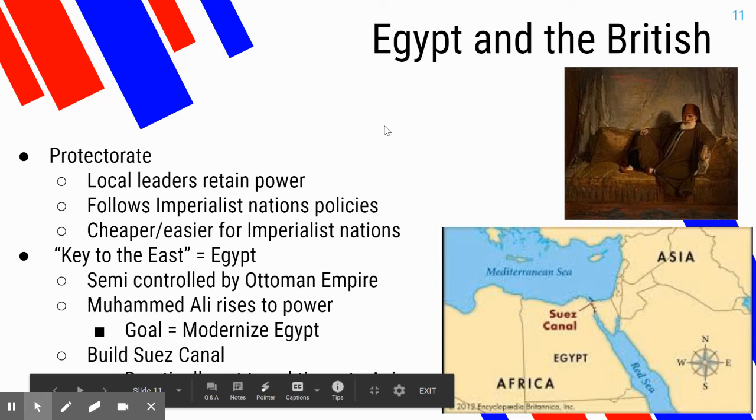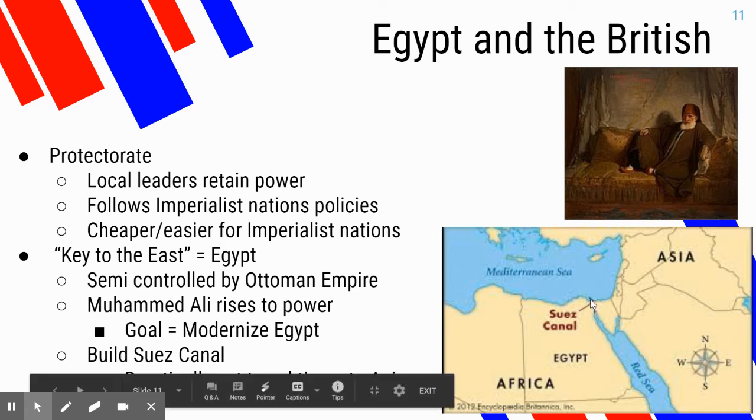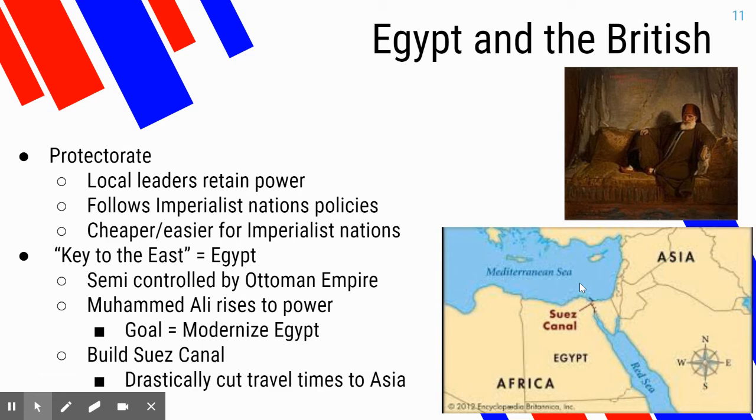Egypt was nominally controlled by the Ottoman Empire, but this guy, Muhammad Ali, rises to power, and he wants to modernize Egypt, which is a really good idea. He sees that colonization is happening all over the world, and there's going to be a lot of problems, so he wants to modernize Egypt to protect it. And his whole grand scheme is to build the Suez Canal. So the Suez Canal is right here. It's where the red line is, and it cuts the travel times to India drastically down. So if he has that, he's going to control a lot of the trade to India.